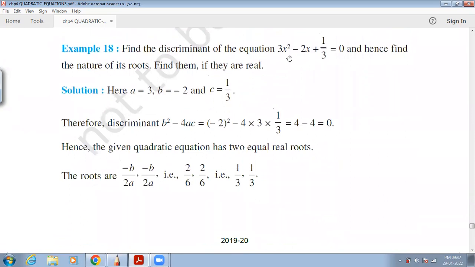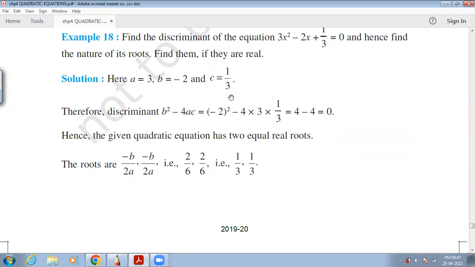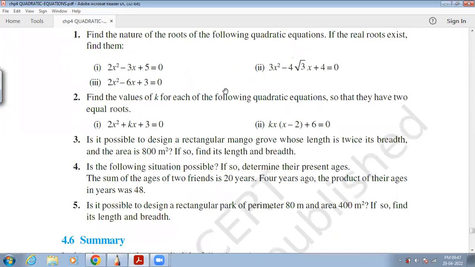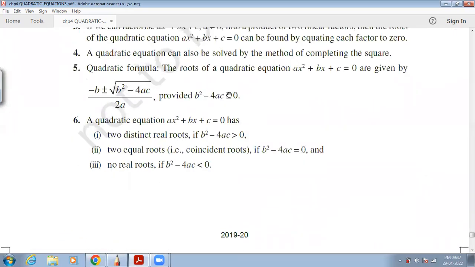Now in example 18, can you see, the third constant C here is 1/3. As it is, you need to put it in the quadratic formula. Don't make any changes. If there is a fraction there, don't think that only 1 will be considered as C and the 3 won't be. Don't make such mistakes. So this was it, and this is the summary.